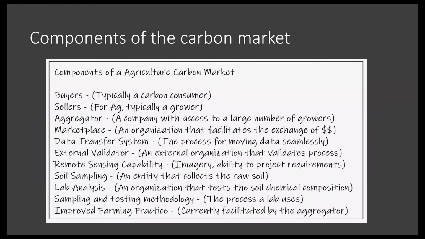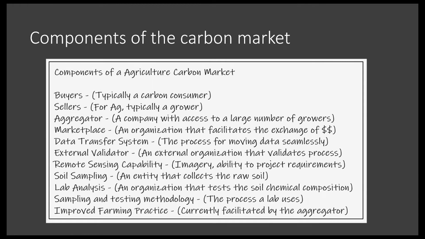So as we talk through that, if you say, hey, I want to jump in and create my own market, or jump into the market on my own, what do I need to do? Well, we've talked all about that, but these are really some of the components of the agriculture carbon market. You have buyers and sellers. We talked about that, and typically aggregators, which is what we're calling where people pool together sellers and create programs. And then you have a marketplace. That's that place of a free exchange of money.